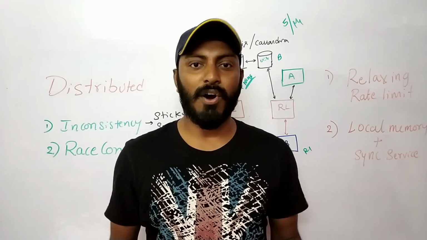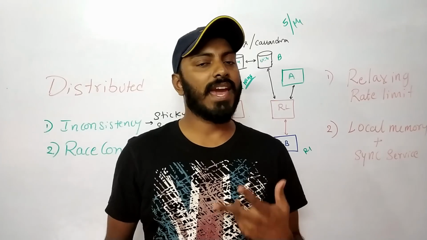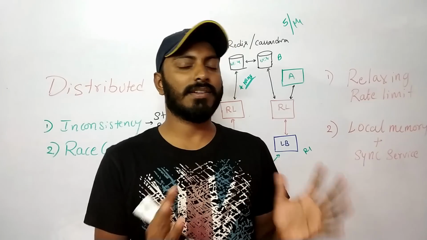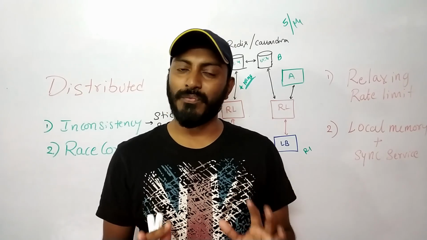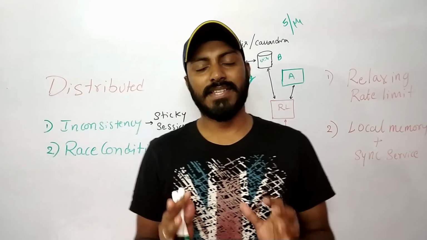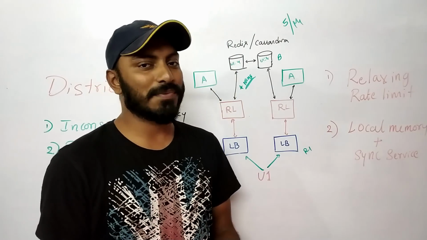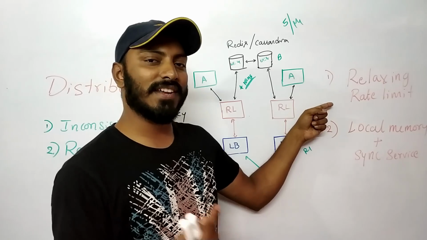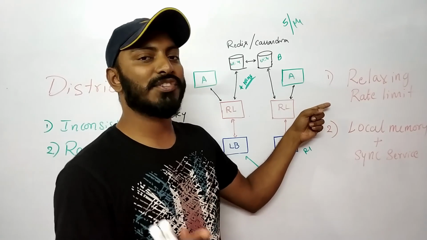So how do we solve this problem? We can solve it using different strategies, but they won't work truly. Say, for example, we have two possible solutions. One is relaxing the rate limit. This is not a real solution, but it makes you happy.